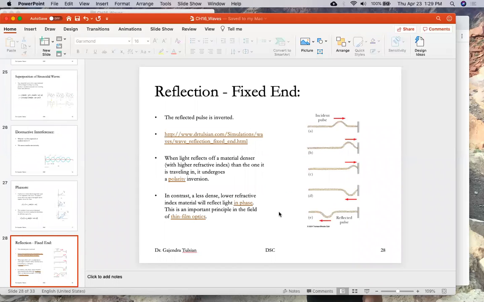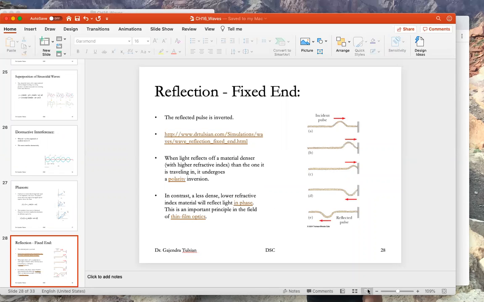Okay, so now what we want to see is how waves reflect when they encounter a different media. And this will be useful in understanding stuff like this.